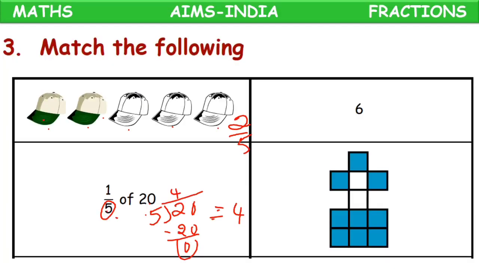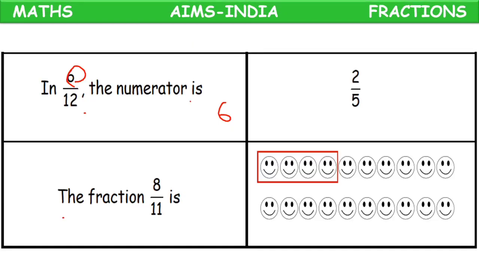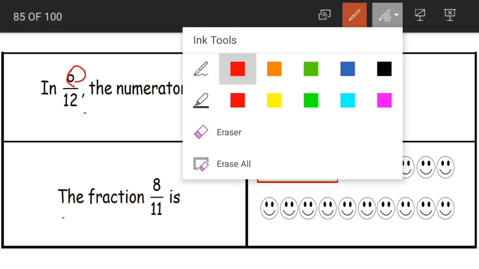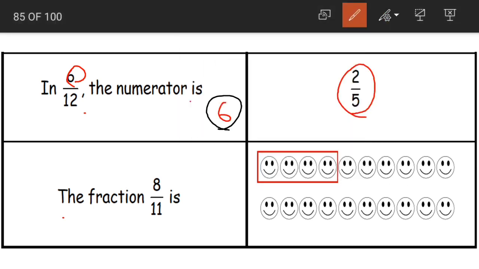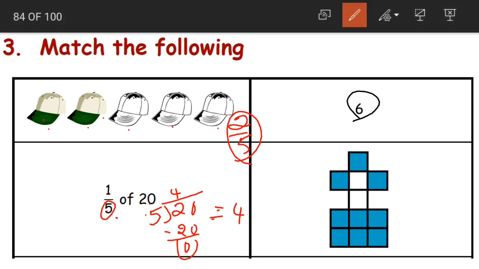Now, if you look at the options here, we are having 2 by 5 and here also we are having 2 by 5. So, this becomes our first match, and here we are having, let me take another color, say 6, and here also we are having 6. So, again this becomes our correct match.